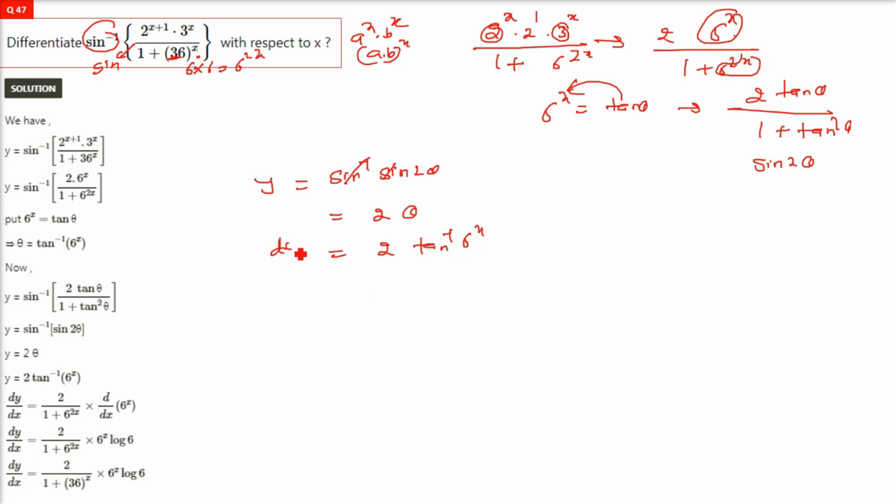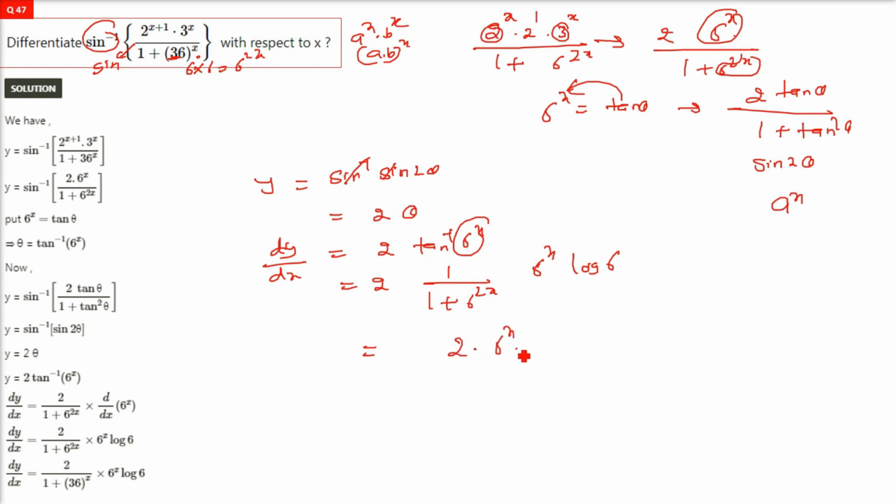Now let us differentiate it. It is going to be twice. Tan inverse is 1 by 1 plus whatever content is there, square of it. So 1 by 1 plus 6 to the power x whole square, so it will be 6 to the power 2x. Now differentiation of a to the power x is a to the power x log a. Base is e. So 6 to the power x log 6 base is e. Now let us combine everything. Well, this is the final answer. Just to write it in a proper way.